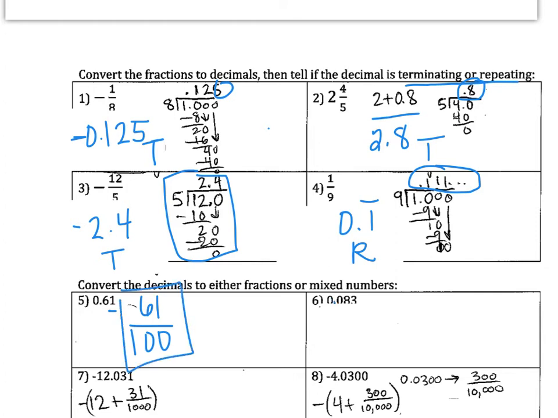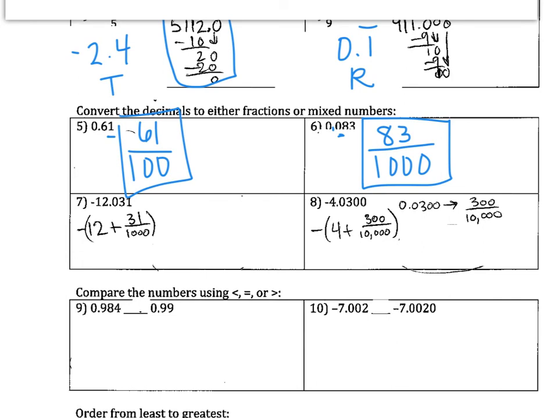This is actually 0.083, so I'm going to put just my number here. I don't need that 0 right there. And then the 3 is the last number, and it's in the tenths, hundredths, thousandths place value. So that is my answer.